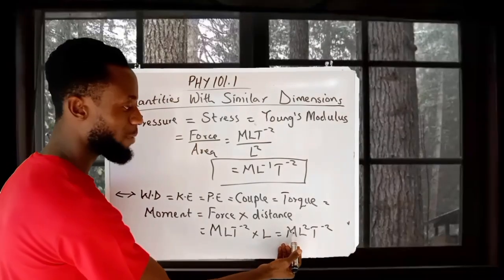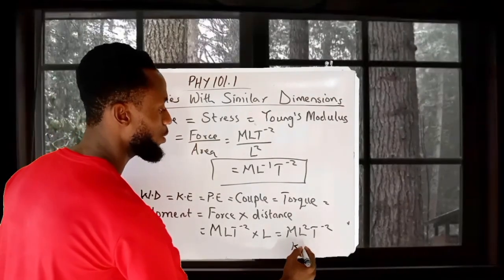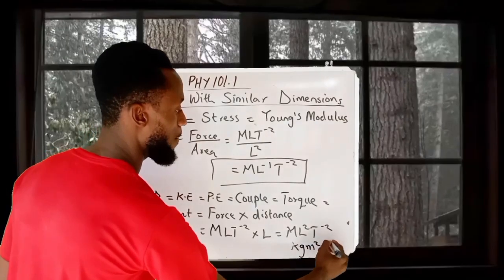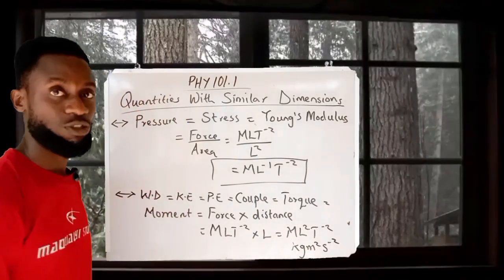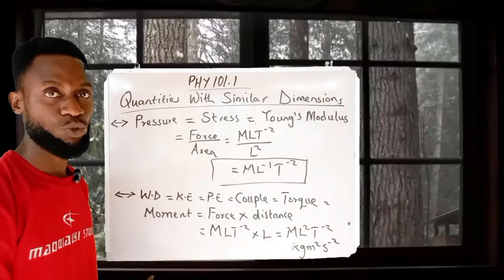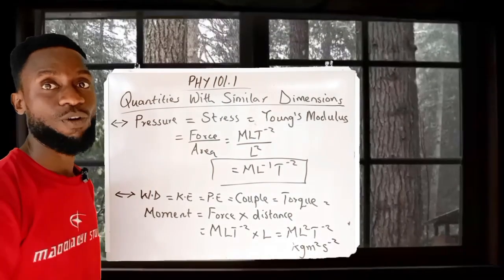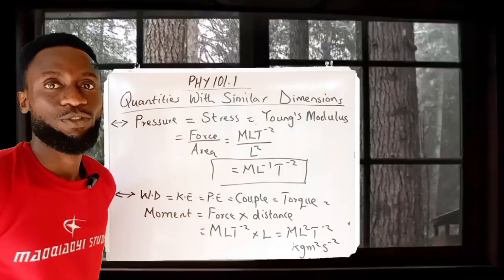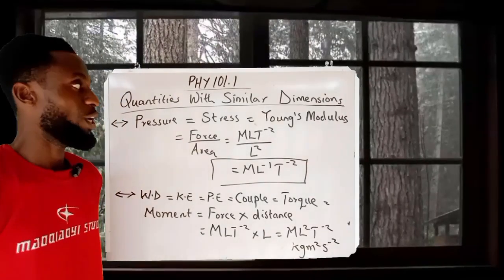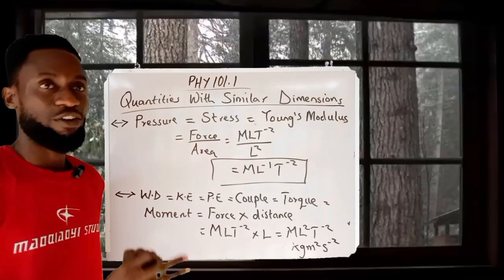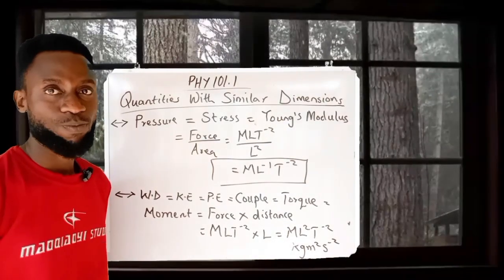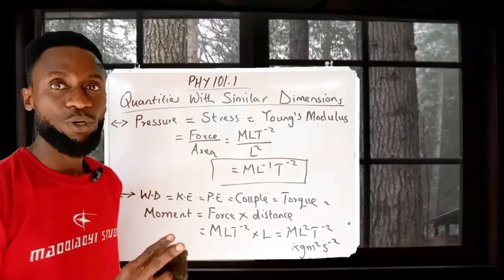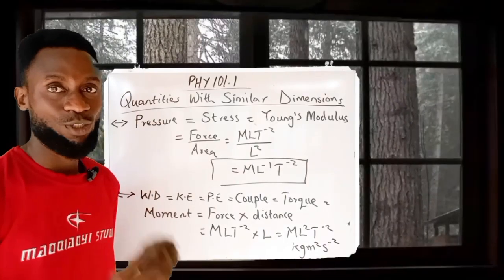The moment you have the fundamental quantity, you can already tell what the unit is: kilograms, meter square, per second square. So that's the first importance of dimensions. We use it to figure out the unit of a given quantity. But another outstanding importance of dimension is in verifying the accuracy of an equation. So if you're given an equation, we can use dimensions to figure out if such an equation is correct.